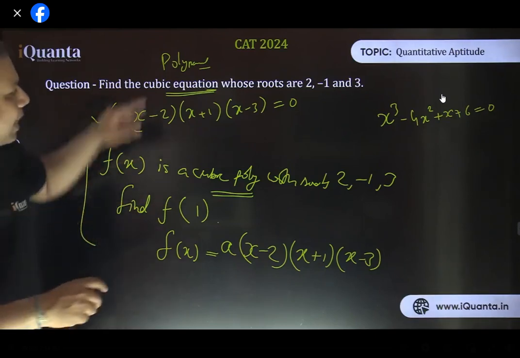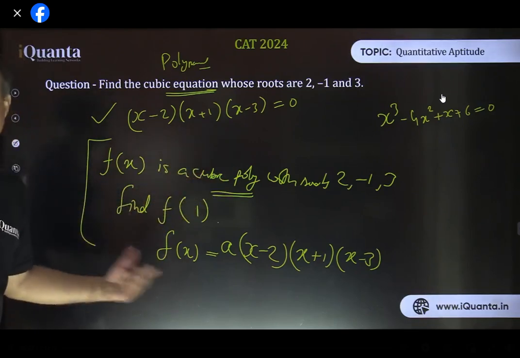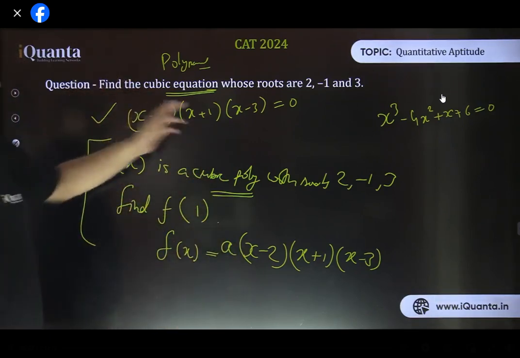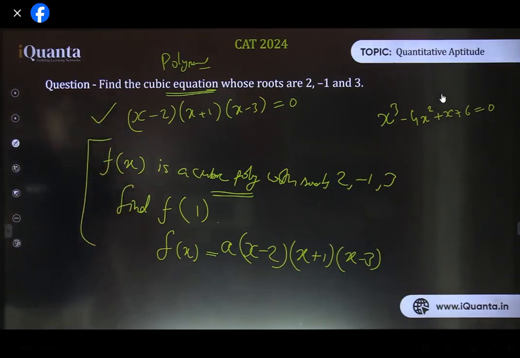Are you getting the difference between equation and polynomial? For that purpose only I have shown you this. When we are talking about a polynomial, there can be many polynomials with the same roots, but when we are talking of equations, we are equating it to 0. In that case, it is okay if it is 2 here, 3 here, 4 here, that doesn't matter. Okay, let's move further now.